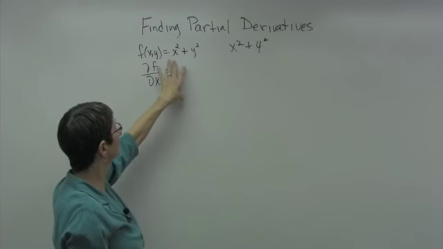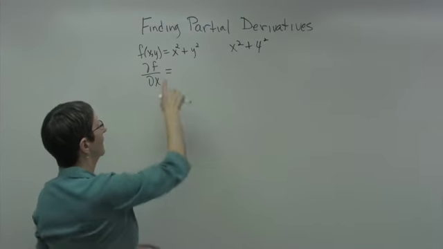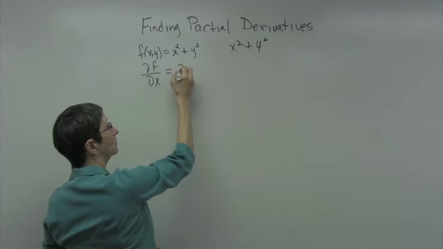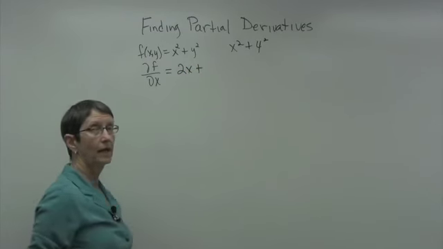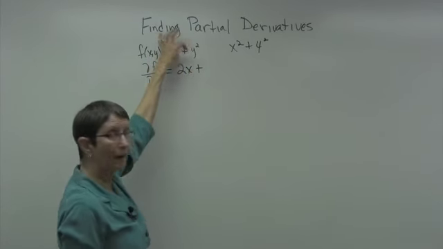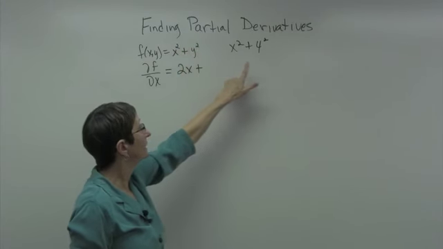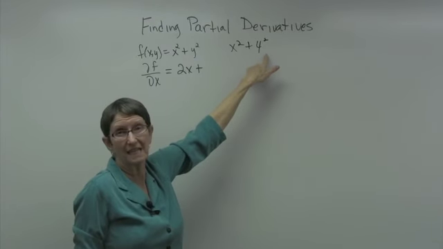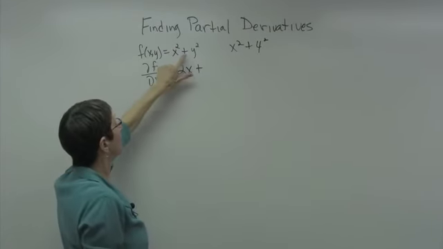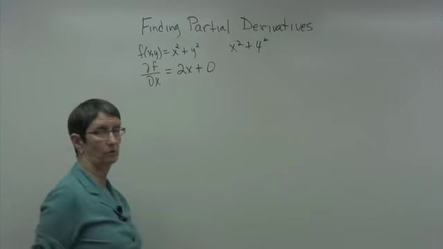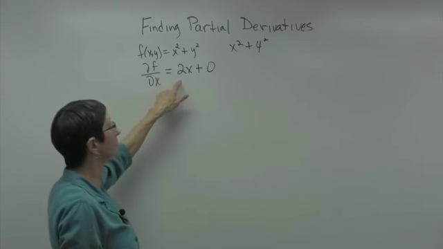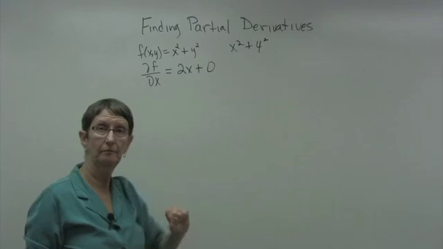So if I take the derivative of the x part, using the power rule, I get 2x plus. With the derivative of y, there's no x attached to it at all. It's like the derivative of 16. The derivative of 16 is 0. The derivative of y squared is 0. So the partial of f with respect to x is 2x.